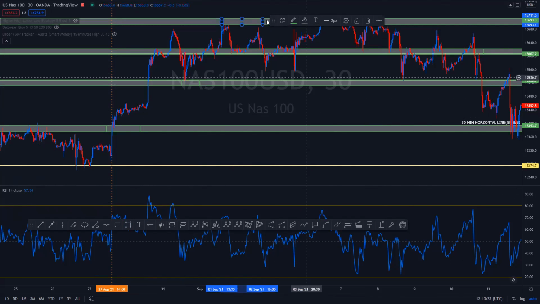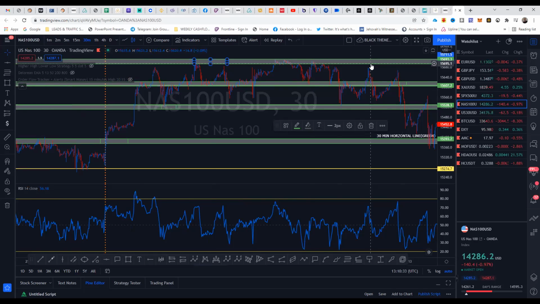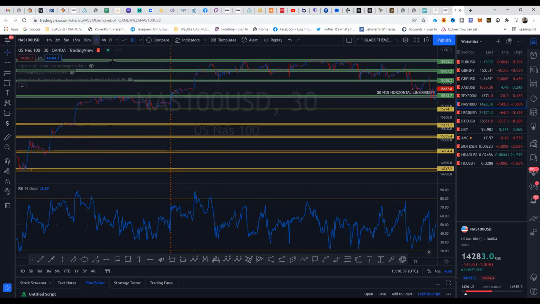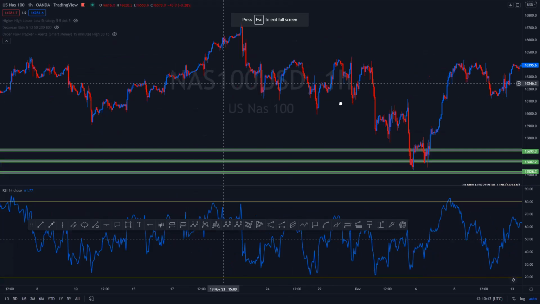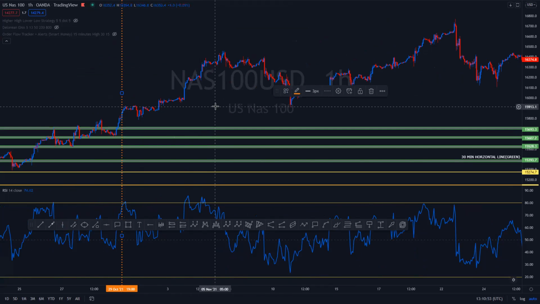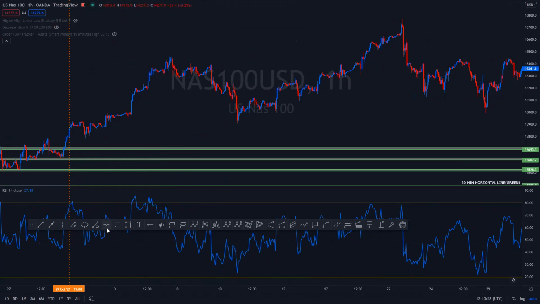All right, so now that we did the 30-minute, we're going to go ahead and move on to the 1 hour. We're going to do the same exact thing. So we're going to put a vertical line, and then we're going to do the same exact thing here.